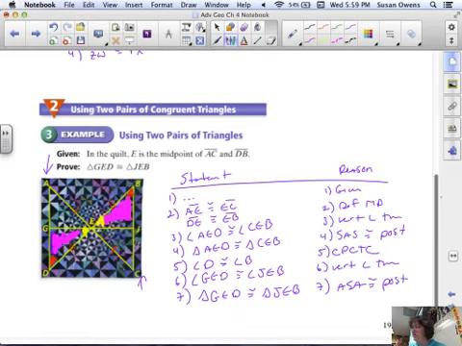So a lot of the harder proofs we're going to do in this chapter are ones in which you're going to end up proving two triangles are congruent to use parts of those triangles to then prove other triangles are congruent.